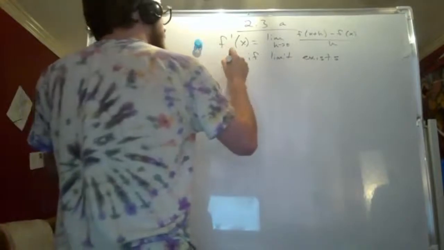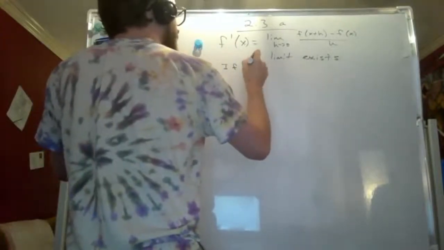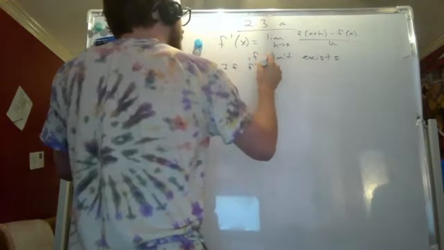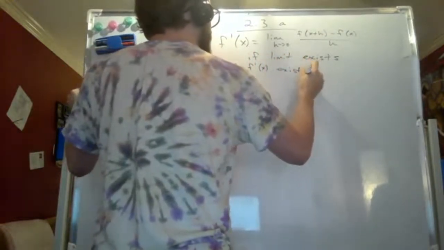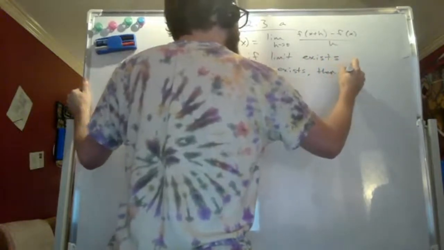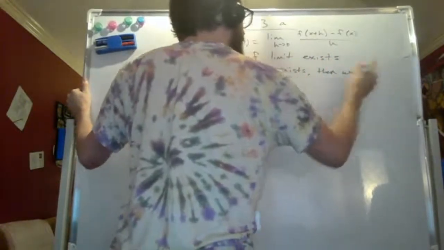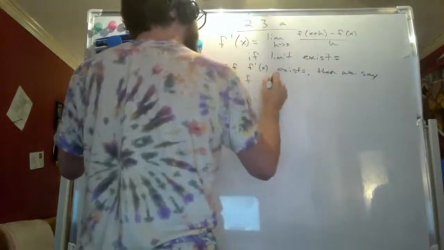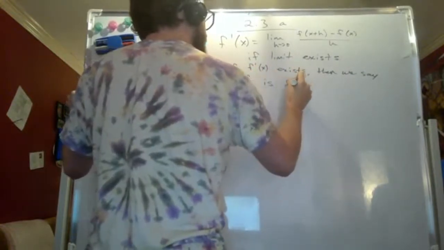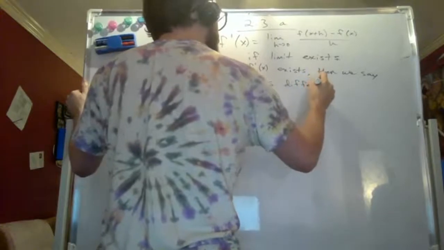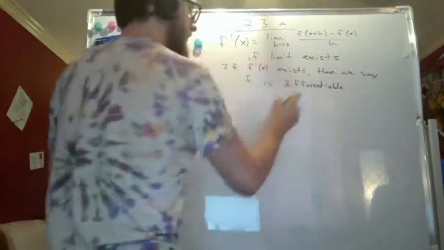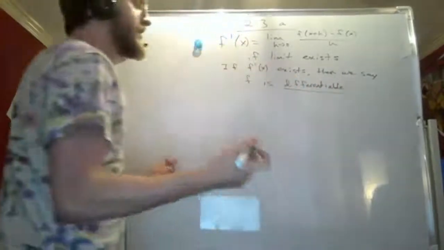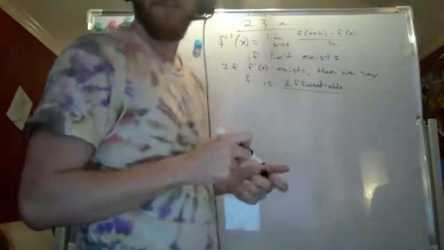So let's keep going. Based on this, if f prime of x exists, then we say the function f is differentiable. Differentiable. And all that means is we can take the derivative of it.